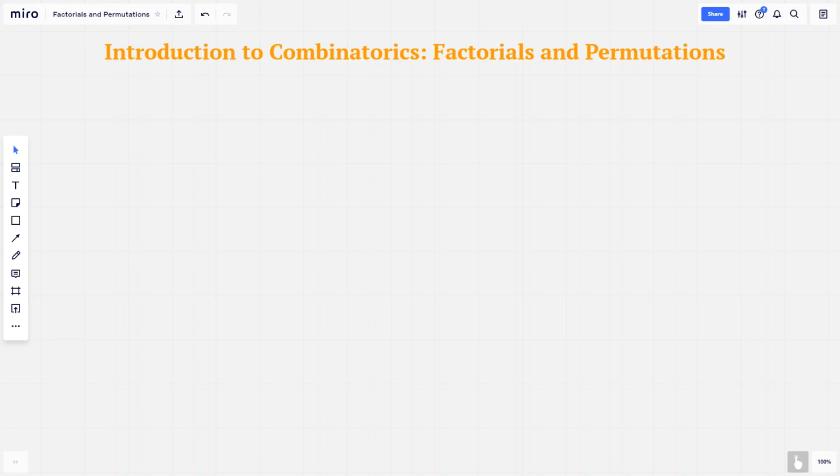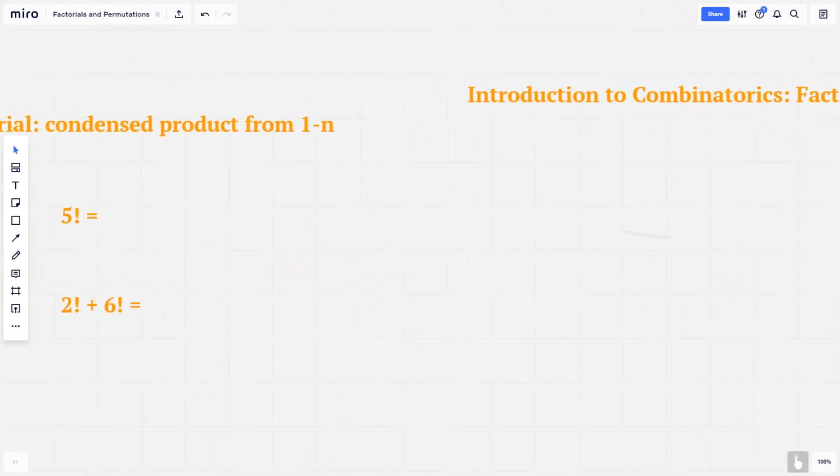In this video, I'm going to be covering factorials and permutations, so let's get right into the first topic, factorials.